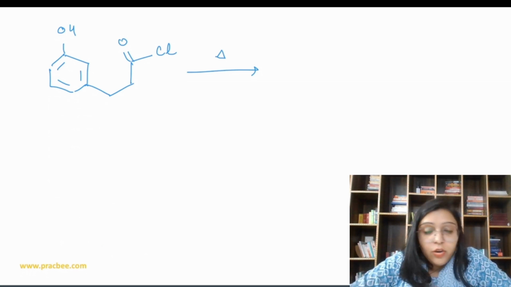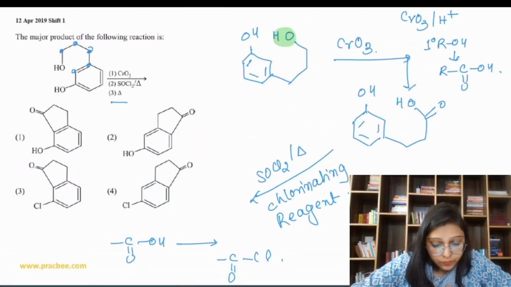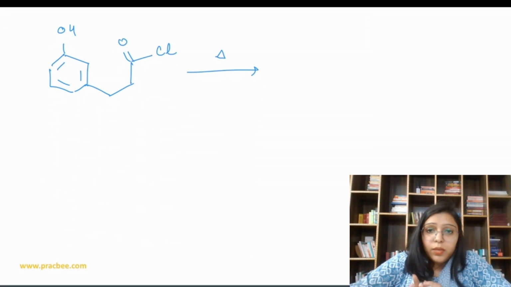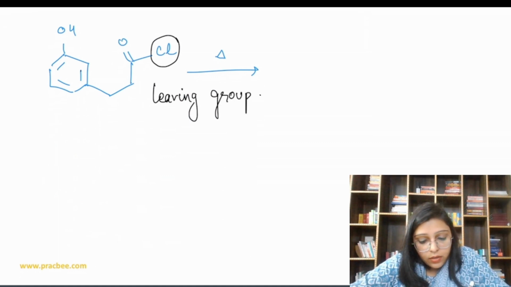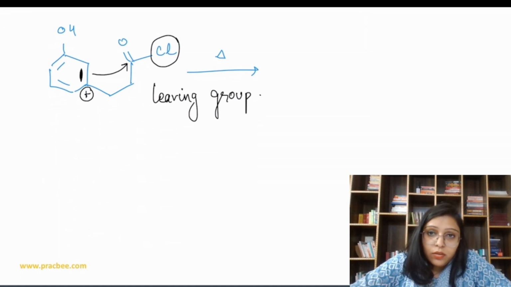We can do elimination and all if it is possible. Now if you see this, how can we remove Cl? Because Cl is the leaving group. A point is that if this attacks over here, so we have positive charge generation over here, right?